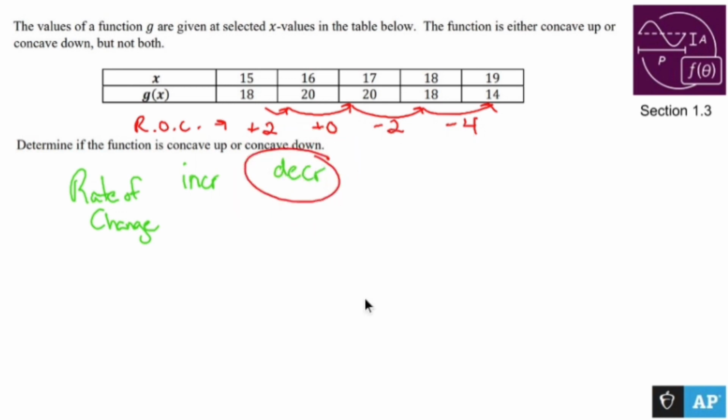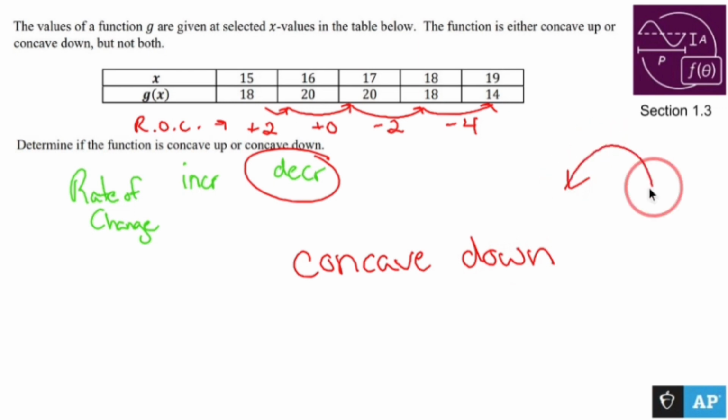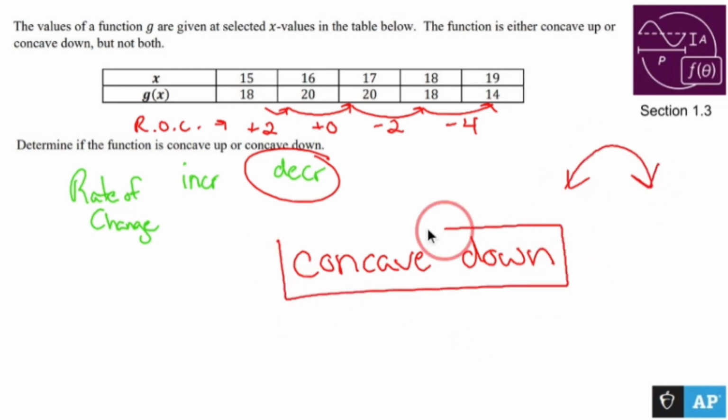Those numbers are decreasing, which means this graph is concave down. Now, if you wanted to, you could probably draw your own picture of this and graph these plots and see that you're going to get something that looks like this. But that's no fun. This is the best way to do it because it's all pre-calculus-y.